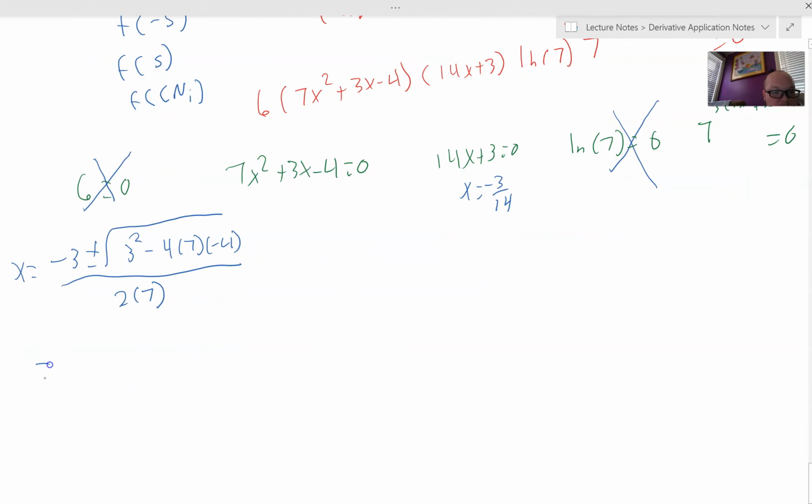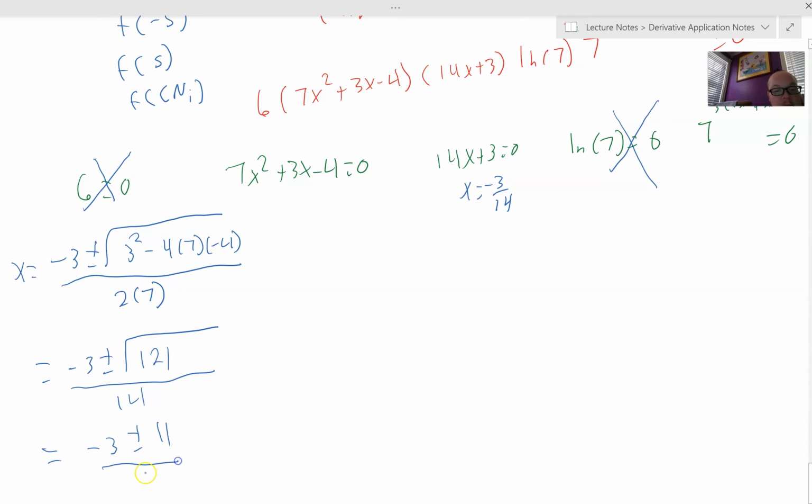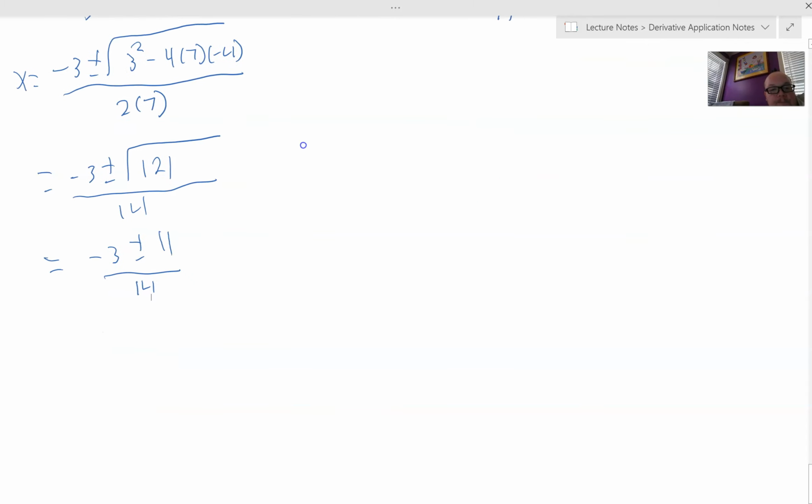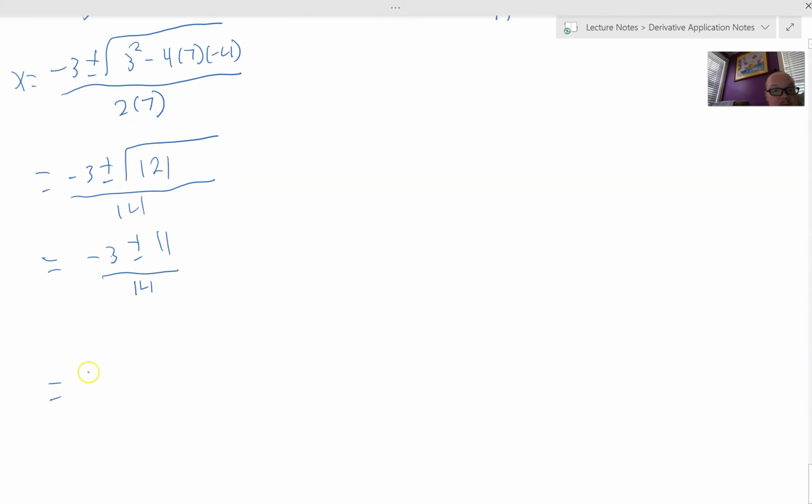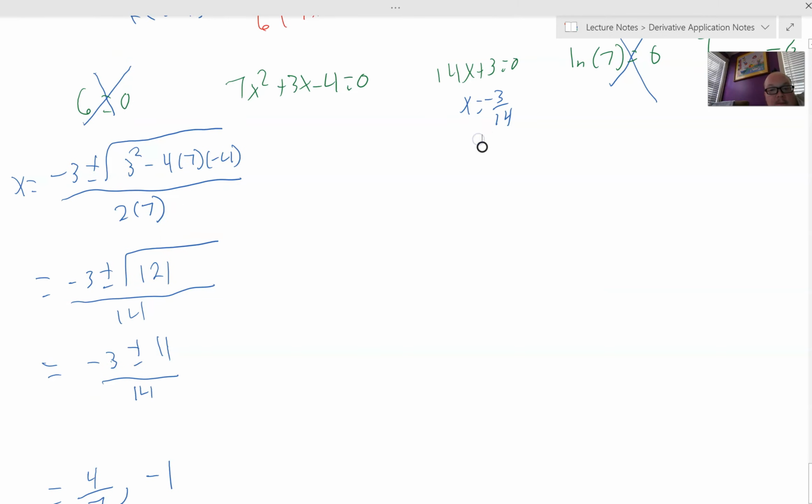All right, so let's continue simplifying this. So negative 3 plus or minus the square root of 9 minus 4 times 7 times negative 4. So that's 121 over 14. So that's equal to negative 3 plus or minus 11 over 14. So we get negative 3 plus 11, which is 8 over 14, so that's 4 sevenths. And then negative 3 minus 11, that's negative 14, so that's negative 1. And then we also have negative 3 fourteenths.